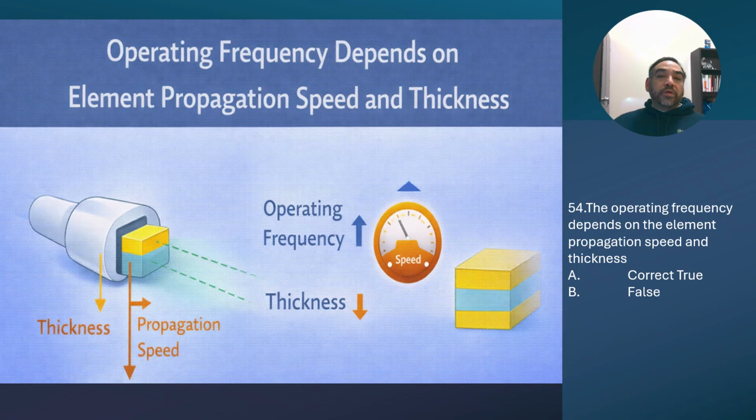So the thickness is the primary design factor that controls the frequency, and that's why high frequency probes have very thin elements. Again, a memory trick. Higher frequency is equal to a thinner crystal, lower frequency is equal to a thicker crystal. And if you remember the little saying, thin sings high.